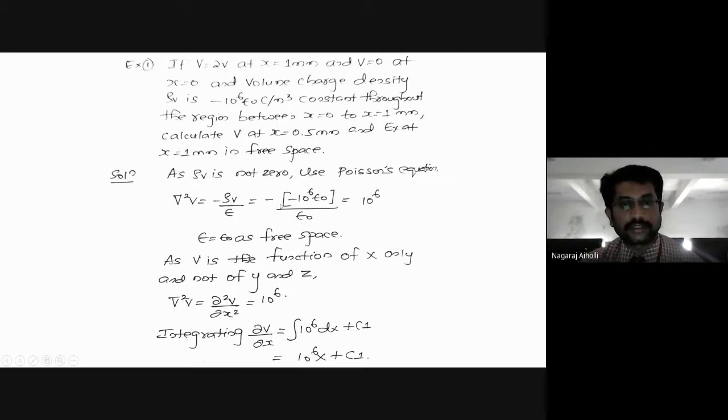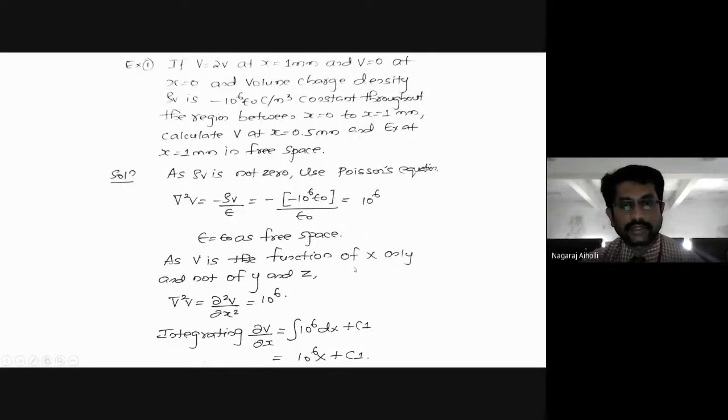This is minus into rho V, which is given as minus 10 raised to 6 epsilon naught coulomb per meter cube. Substitute that, divided by epsilon naught, because they have given it as free space. Therefore, for free space, epsilon is equal to epsilon naught into epsilon r. Epsilon r is 1. Therefore, we consider only epsilon naught, which is for free space. Then epsilon naught and epsilon naught cancel. We get 10 raised to 6.